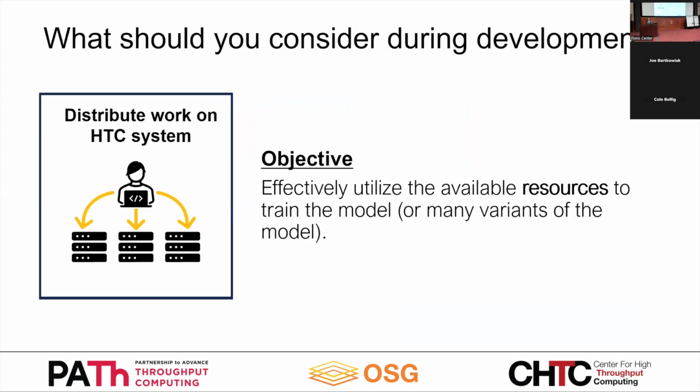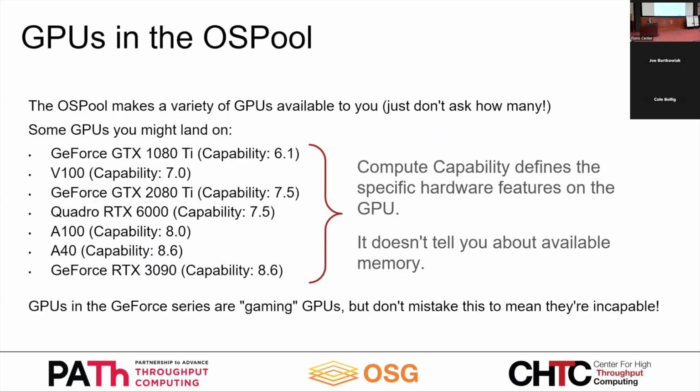Now we want to actually run this job on the OSPool. The objective here is to effectively utilize the available resources we have to train this model, or maybe variants of this model. In terms of resources that we have, in the OSPool, we have a variety of GPUs. So you could land on a machine that has one of these GPUs, maybe a different one. Just don't ask how many GPUs we have. That's a very common question, and the answer is it depends. When are you looking at the OSPool?